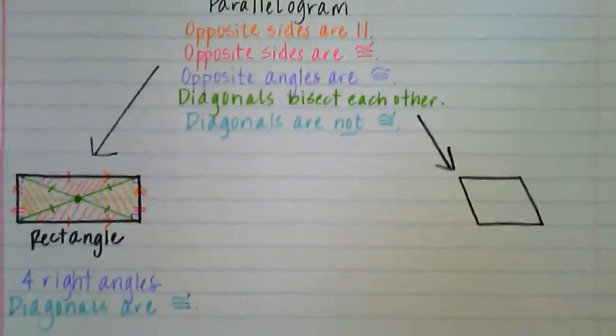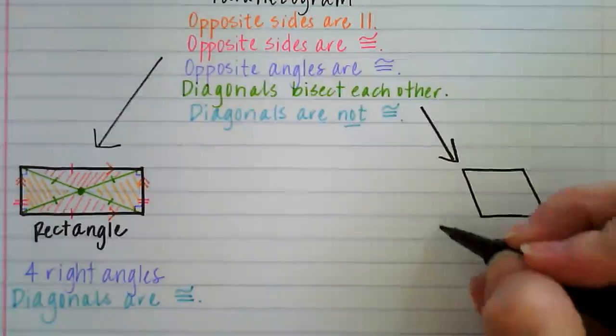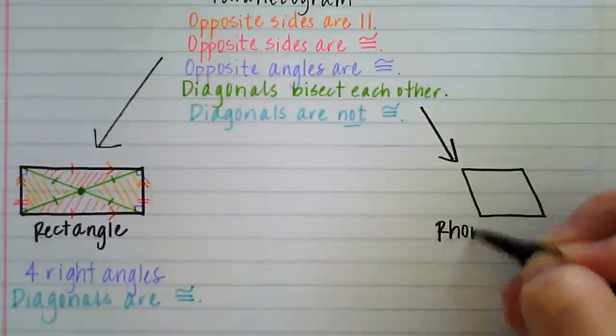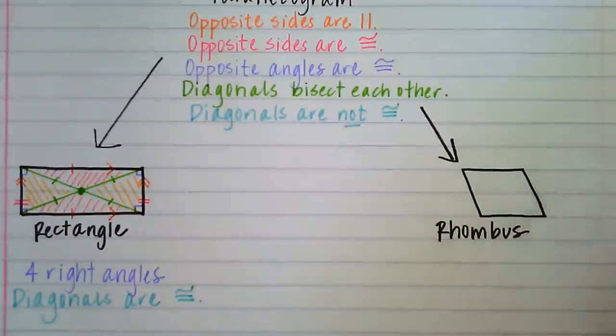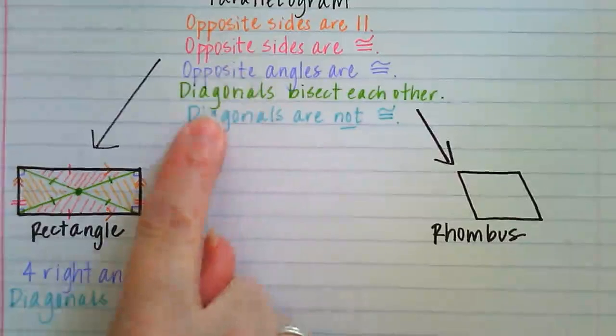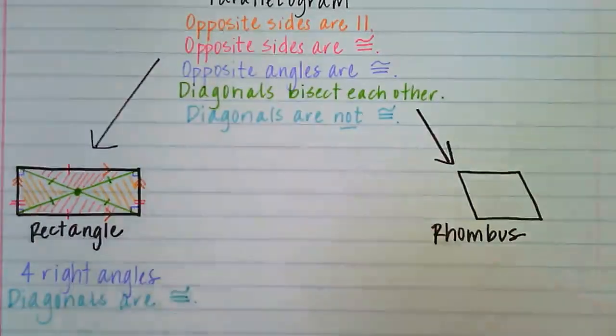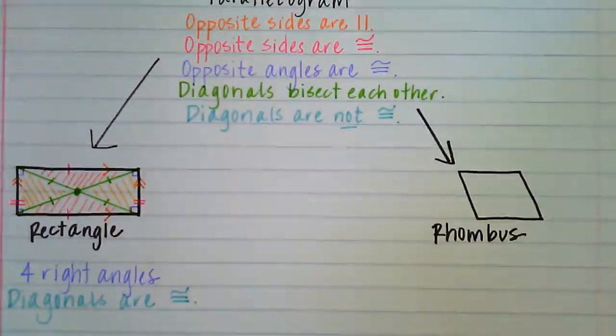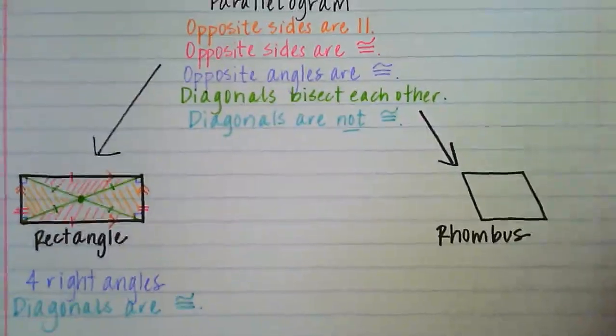So let's see if I can do this one. Well, that's all right. It's not amazing, but all right. So this is a rhombus. So once again, since a rhombus is a descendant of the parallelogram, all of these characteristics are going to be true, but then there's going to be a few differences, but we'll get to that in a second.